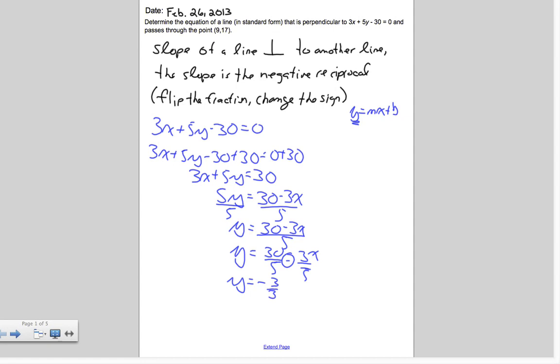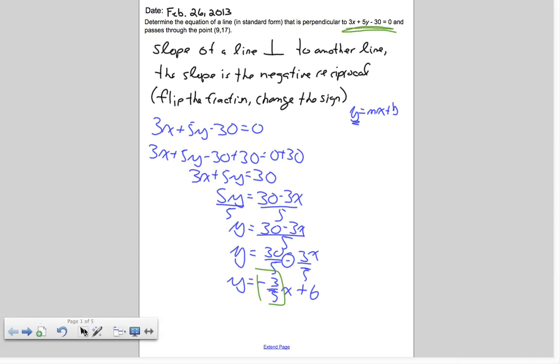So we get negative 3/5 x. And then can I reduce 30 over 5? Yes. To just plus 6. Okay? So here is the slope of this equation. Right? So if I was asked to find a line that was parallel to this equation, I would use that slope. But I'm not. We're looking for a line that's what? Perpendicular to it.